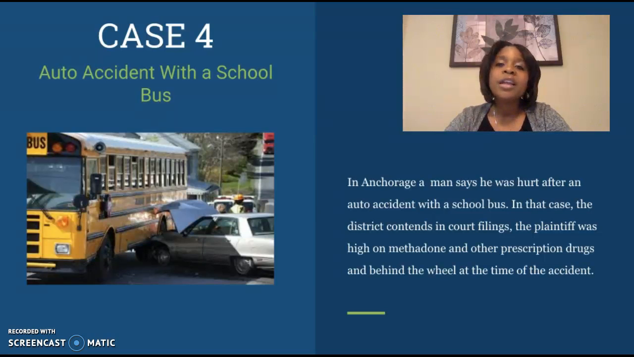Case 4. An auto accident with a school bus. In Anchorage, a man says he was hurt after an accident with a school bus. And in this case, the district contends in court filings, the plaintiff was high on methadone and other prescriptive drugs and behind the wheel at the time of the accident.